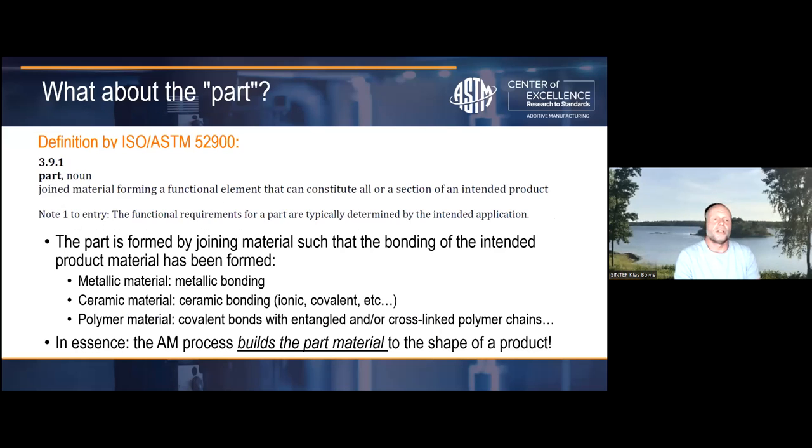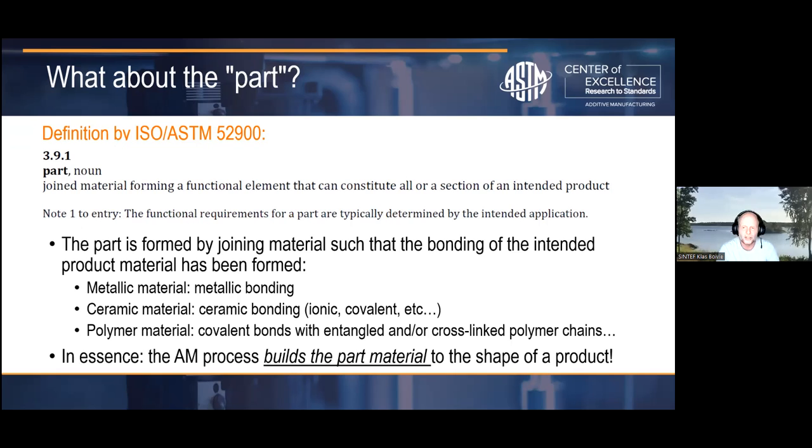Now, what is the part then? Well, the part is by definition the joint material forming a functional element that can constitute all or a section of the intended product. And this also means, this is important, the functional requirement for a part is typically determined by the intended application.